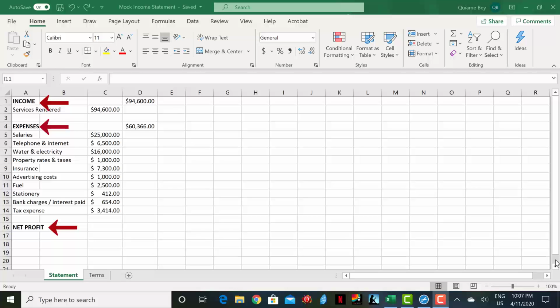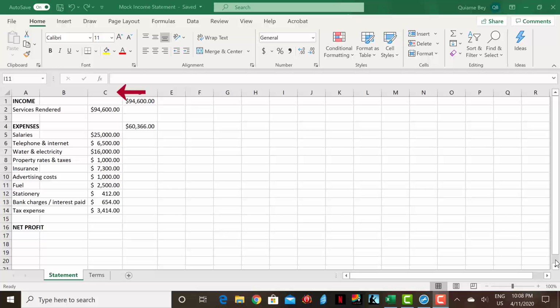Under income and expenses, there are subcategories. These subcategories identify specific activities of the main category. So as we notice, under income, we have the subcategory services rendered. Services rendered is a specific activity that created the income. The same applies to expenses: salaries, telephone and internet, water and electricity, property rates and taxes, insurance, advertising costs, fuel, stationery, bank charges / interest paid, and tax expense are all individual activities that make up the total expenses.